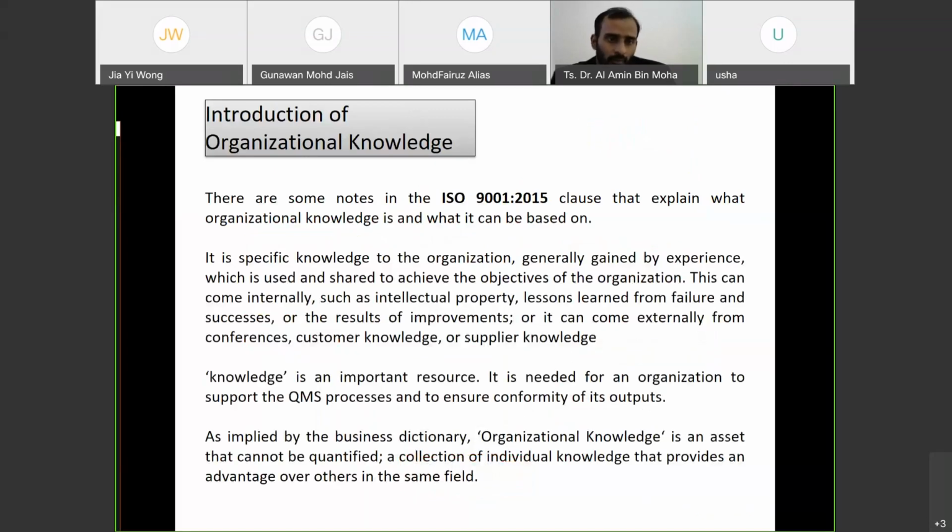So now we're going to talk about organizational knowledge. This is the subchapter for today. Okay. So what is organizational knowledge? Anyone? When I say organizational knowledge, what first comes to your mind? There is no right or wrong answer. I'm just asking a random question here. Yes, you can read here, but yes, please.